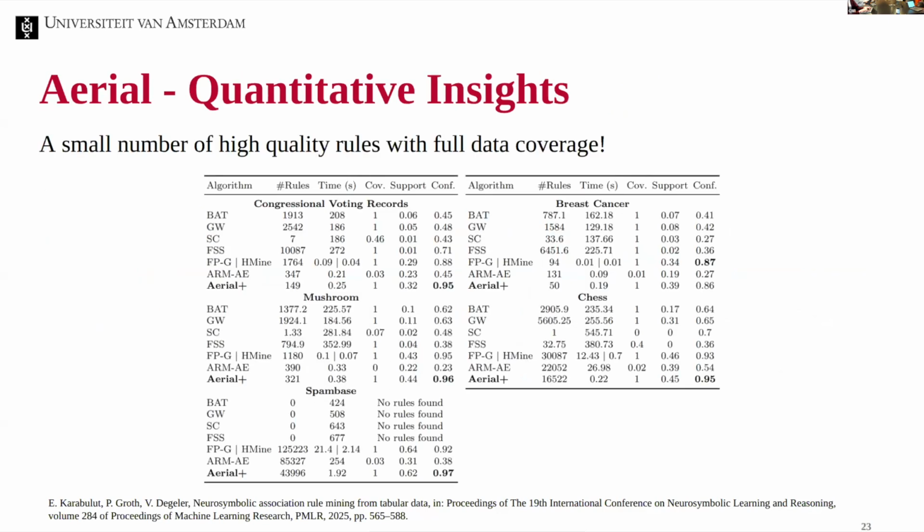Not to go into too much detail, but we evaluated on multiple tables across multiple quality metrics, and we always saw that we have a much smaller number of rules, tens of times smaller, that have full coverage over the data, meaning that for each row of the data, you have at least one rule that explains this row. And average quality is also always higher than any other baseline.